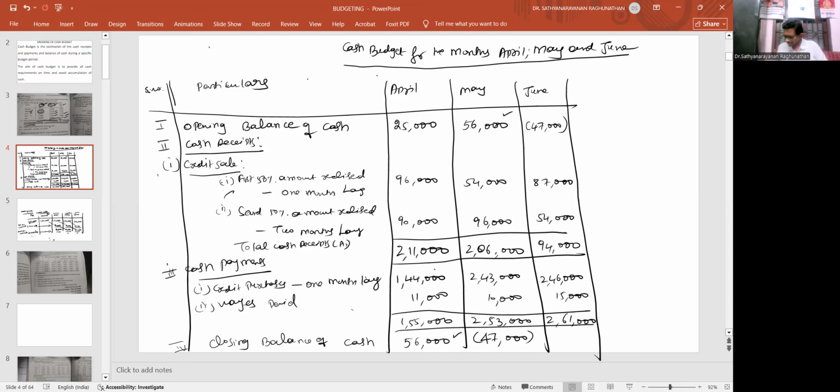You see, minus 1,67,000. Just a moment. Yes. So here you have to write it as total cash payments. That's all. So this is the solution for this particular problem. Please take a screenshot.